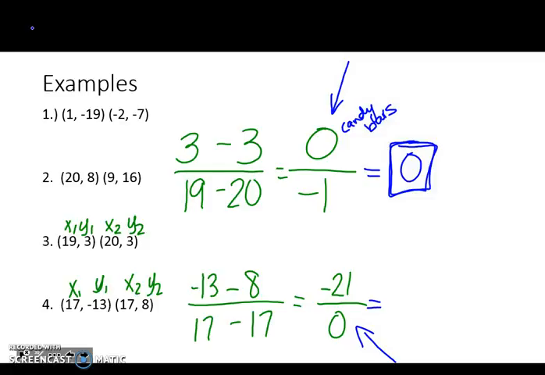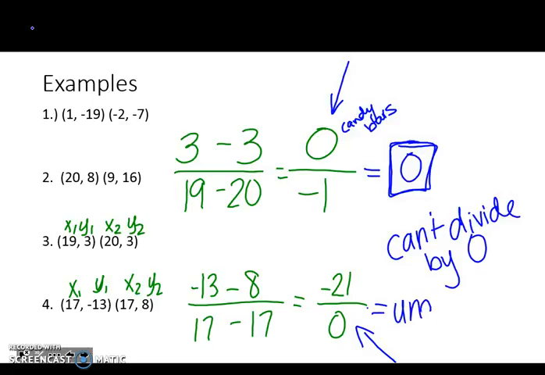On this one, this is like saying I have negative $21 and I want to divide it into nothing. Well, that's not physically possible because you can't take something you have and make it into nothing. Okay, so your calculator is going to tell you can't divide by 0. And that's going to mean that our answer is undefined. So remember, that's the line that is perfectly vertical. You can either write the word undefined or you can write it as a 0 with a slash through it.